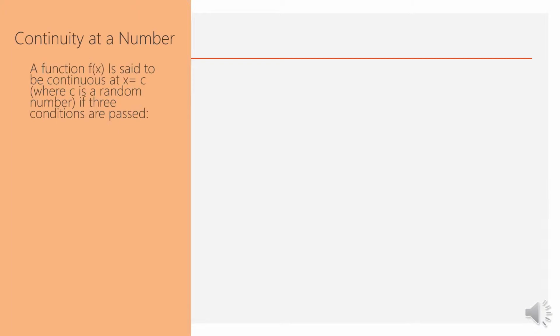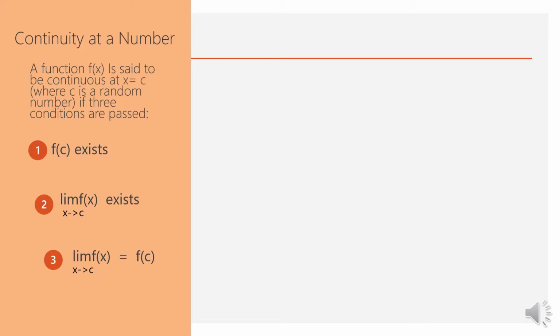Continuity at a number. A function f of x is said to be continuous at x is equal to c if three conditions are passed. Number 1, f of c exists. Number 2, the limit of f of x as x approaches c exists. Number 3, the limit of f of x as x approaches c is equal to f of c.